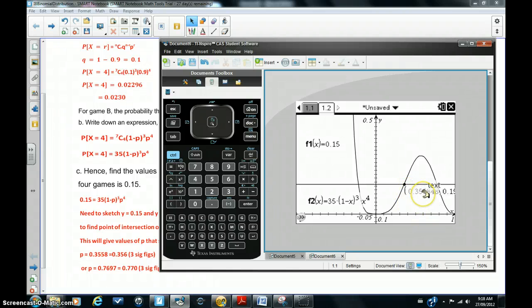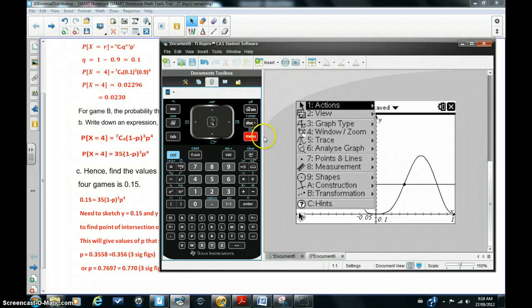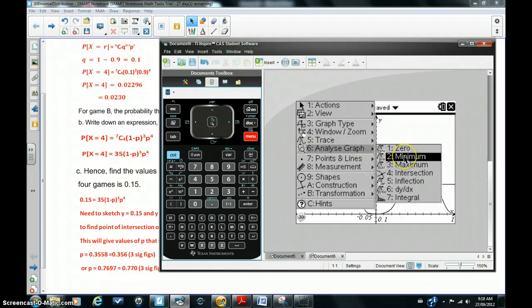Now I need to find the other point of intersection, because it looks like we've got two answers that are going to be between 0 and 1. Now remember, p has to be between 0 and 1 because it's a probability. I'm going to move this one out of the way because it's going to probably overlap with the next answer. So I'm going to repeat the procedure. I'm going to hit Menu, Analyze Graph, and go for intersection again.